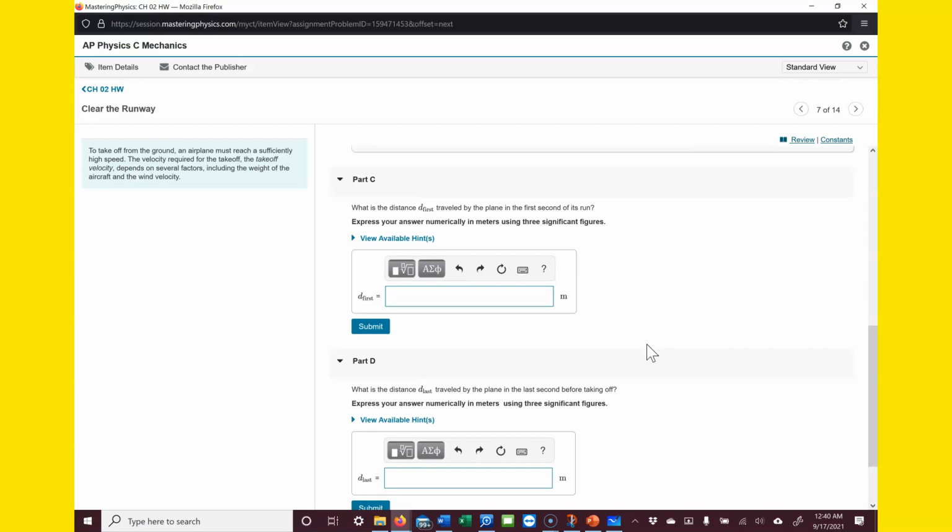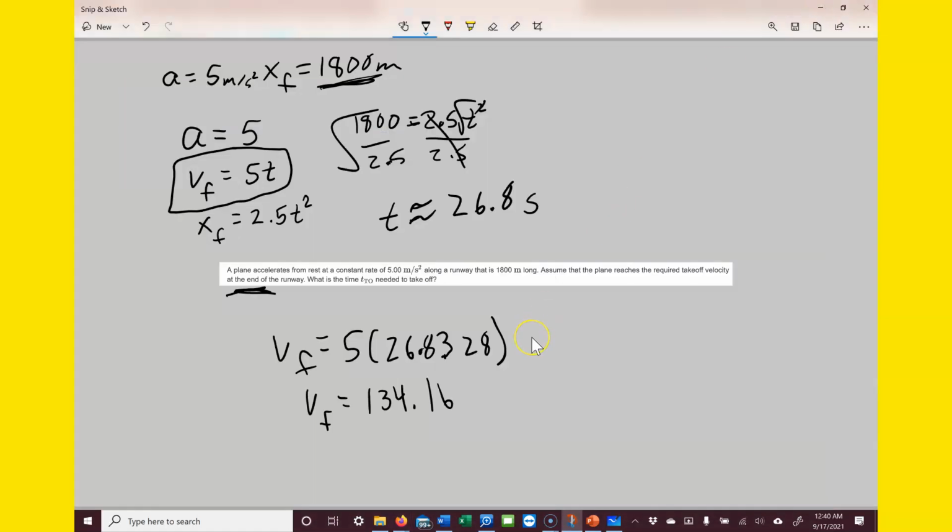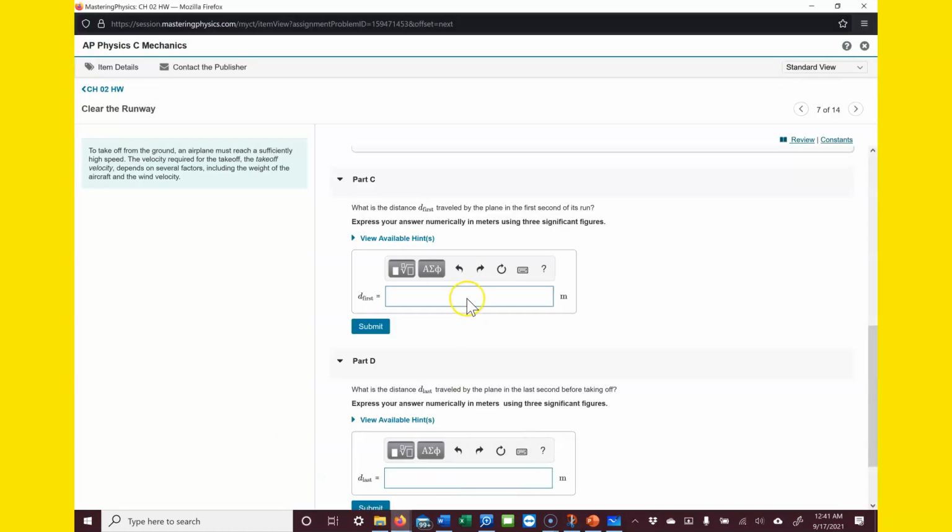Part C, what is the distance traveled by the plane in the first second of its run? All we've got to do is say xf equals 2.5 times 1 squared. So that's going to be just 2.5. Simple enough. 2.5 meters.